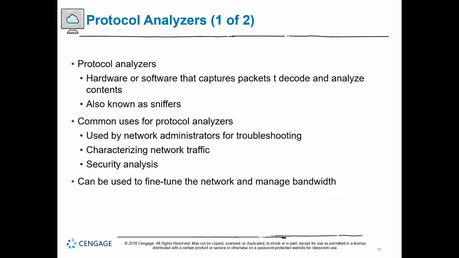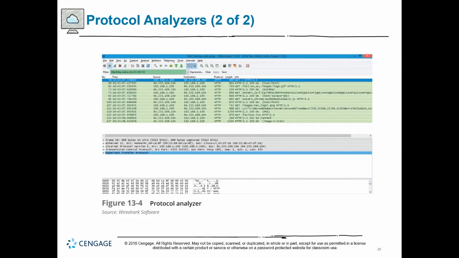So protocol analyzers are hardware or software that captures packets to decode and analyze contents, also known as sniffers. Common uses for protocol analyzers: network administrators use them for troubleshooting, characterizing network traffic, and security analysis, and they can be used to fine-tune the network and manage bandwidth. For example, this protocol analyzer is called Wireshark.